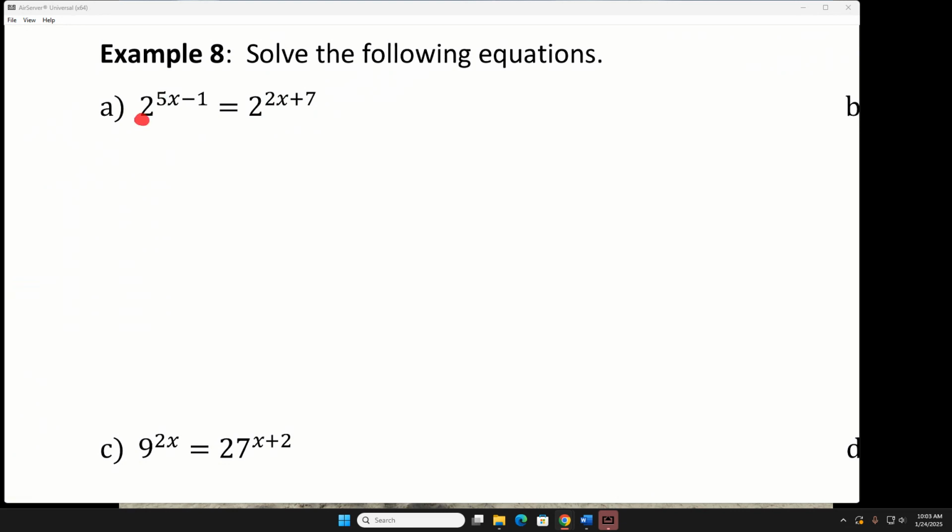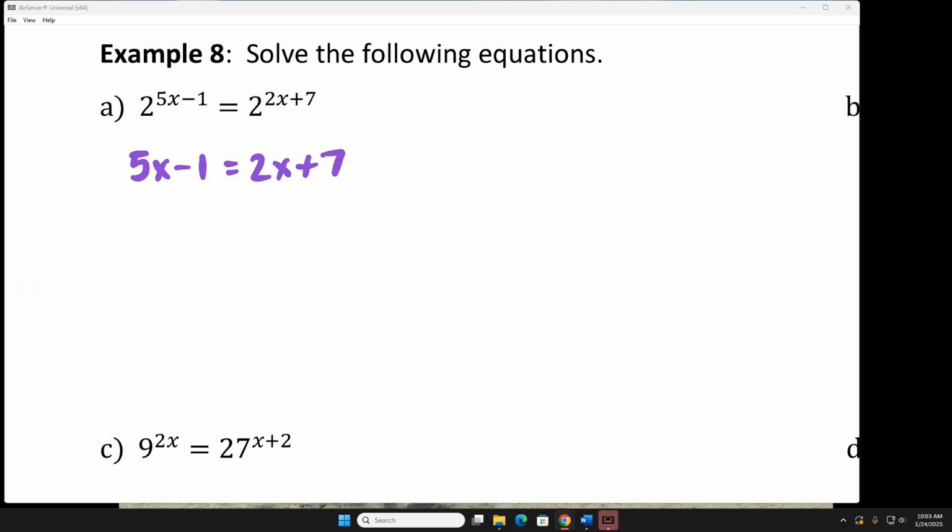Well, these are both 2. No, we're not using log. The exponents have to be equal. Thank you. So all we do, if the bases are the same, is just set the exponents equal to each other. Yeah, on these we're not using logarithms at all.